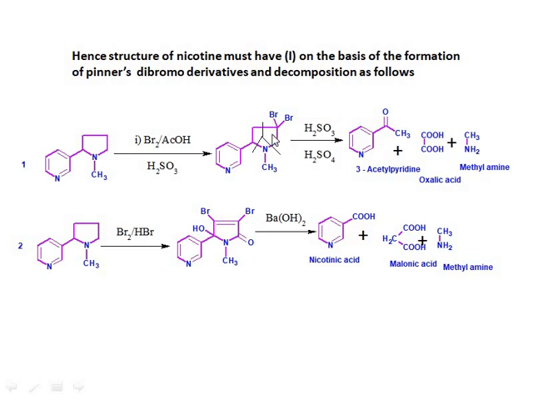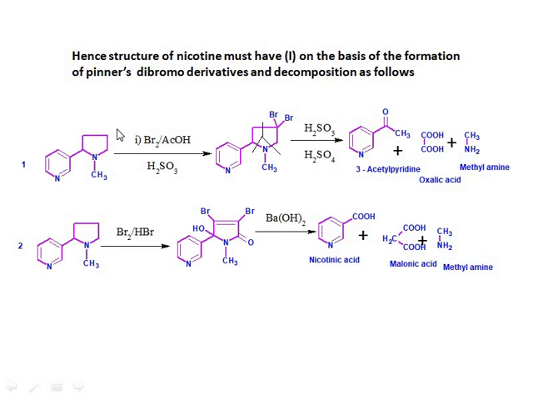This means the formation of 3-acetyl pyridine. One of these molecules contains oxalic acid, and one is methylamine. So this is the methylamine molecule, this is 3-acetyl pyridine, and another is oxalic acid at this position. So these three molecules can be obtained. The second possibility can also be done. Those molecules can be treated with bromine in hydrobromic acid. Then the bromination can take place at this position, and then those molecules can be treated with barium hydroxide to give nicotinic acid, malonic acid, and methylamine.